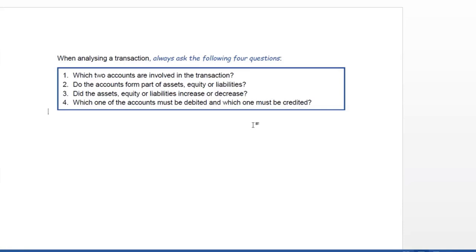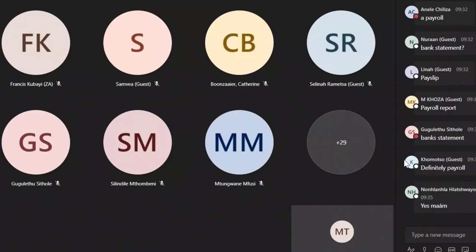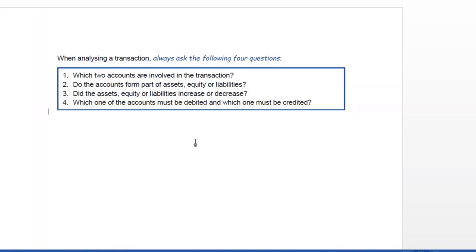So basically, this is what I want us to apply on those four transactions that we just did. I want us to apply the double entry principle on the four transactions that we just did.